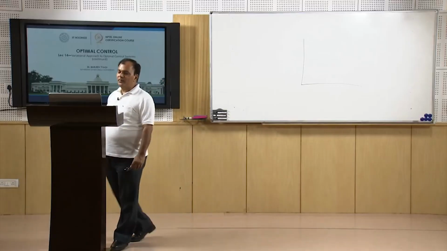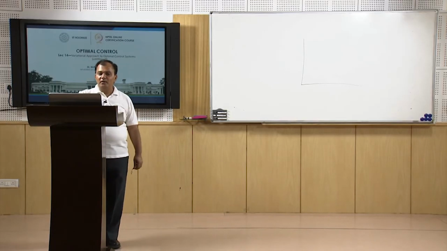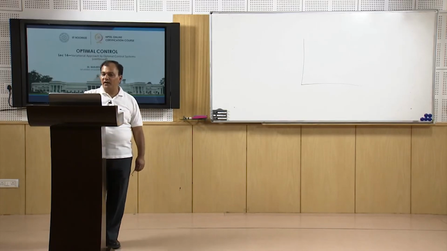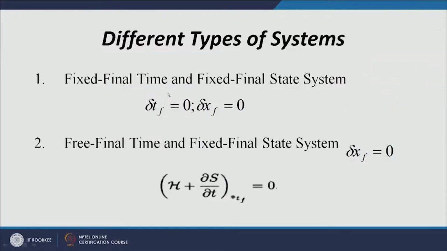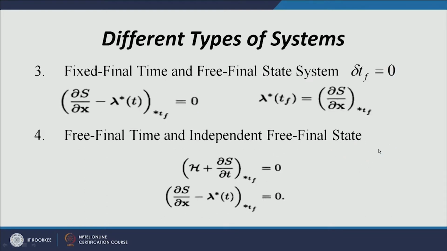So, in total we have discussed 5 types of the system. The first one was the fixed final time and the fixed final state, in which delta Tf and delta Xf both are 0. My second was the free final time and the fixed final state, so delta Xf will be 0. My third case is the fixed final time and free final state system, so delta Tf will be 0 and the condition we will get here.